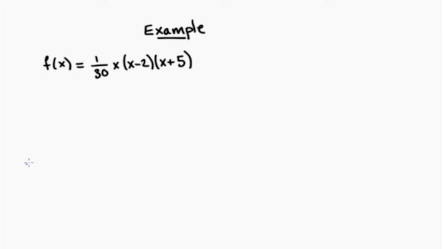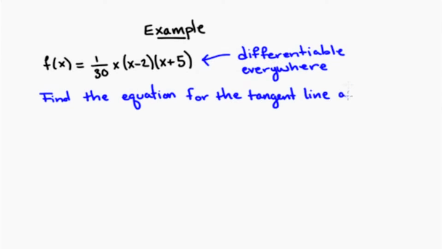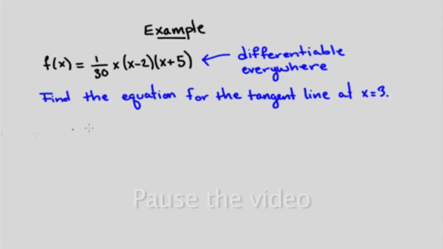As an example, let's look at the following cubic equation. f of x is 1/30 x times (x minus 2) times (x plus 5). This function is differentiable everywhere, and so in particular, it's differentiable at the point x equals 3. Find the equation of the tangent line to this cubic equation at x equals 3 for yourself.